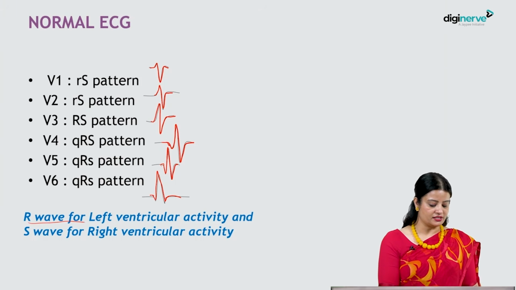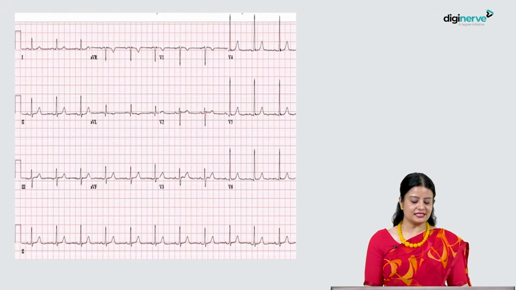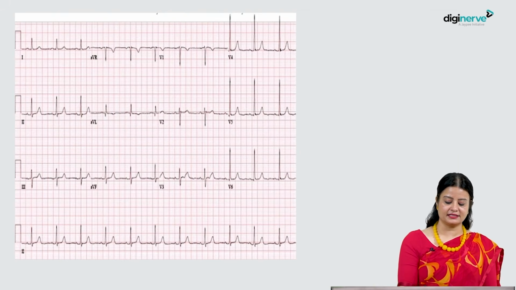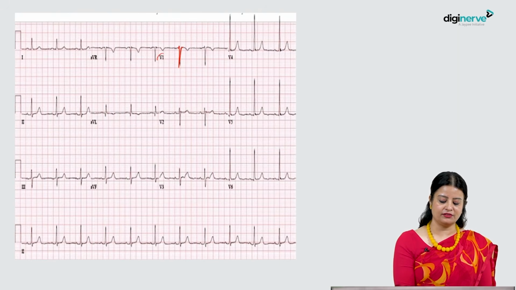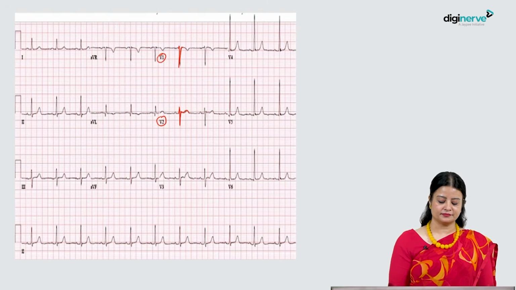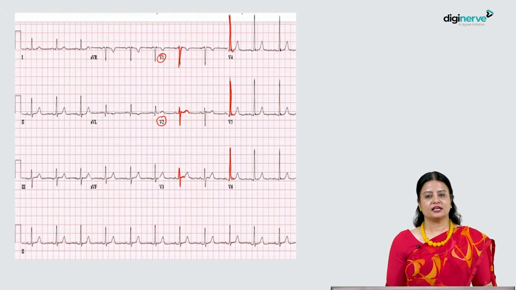R wave denotes the left ventricular activity and the S wave denotes the right ventricular activity. So let's see this phenomenon in this slides. So this is the R wave, the deep S in V1. In V2, the R increases, the S is still there with a positive T here, and we have an equivocal biphasic R and S. Here in V4, the R has increased, the S is almost gone. Similarly in V5 and V6.